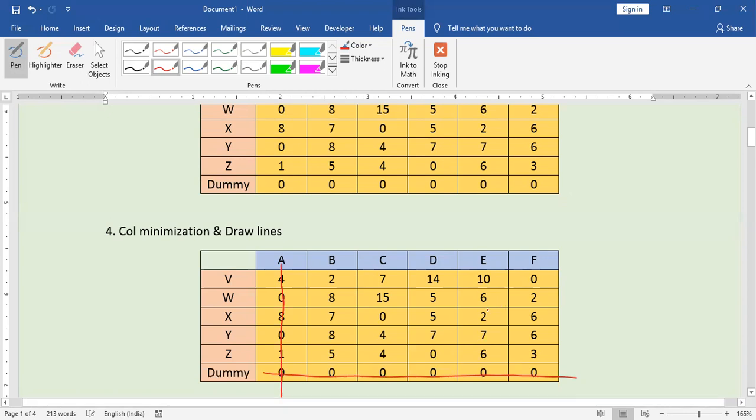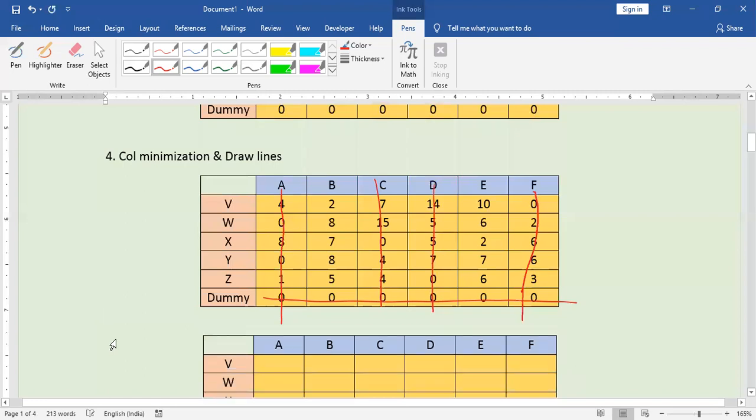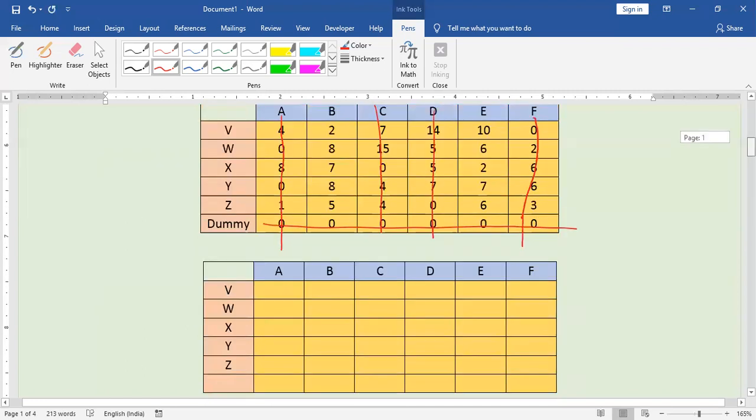And in this case, I can draw like this. Now you will find how many lines there are. There are 1, 2, 3, 4, and 5 lines, but we have 6 rows and 6 columns. In that case we require 6 lines, and we get only 5 lines. So what we will do, we are going to find the minimum value of the free cells.